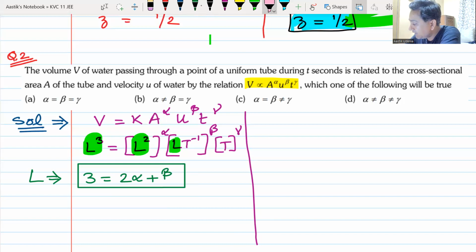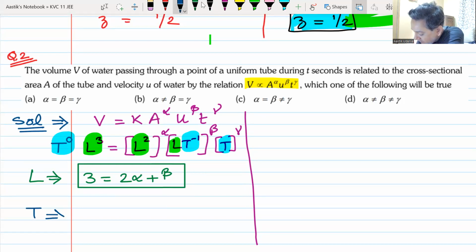And I will color it with blue. T here is minus 1. T here is here. And T here is not present. So I will just write it as T raised to the power of 0 because there is no T. Now, my dear friends, I am equating the coefficients of T in blue. On the left hand side, I have 0. And on the right hand side, what do I have?